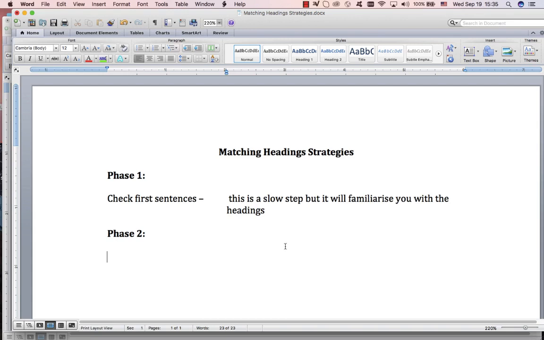Alright, let's move on to the next phase. You'll see I changed a little bit. We're going to have 3 phases for our matching headings. The first phase is what we just did, check the first sentence. Now the second phase, you're going to do maybe 3 or 4 things. The main thing about this phase is skimming the paragraphs.